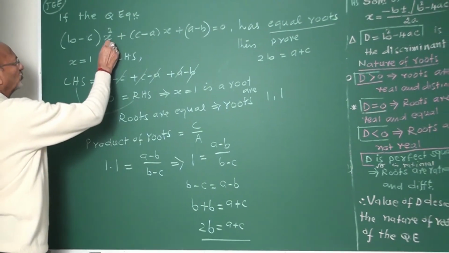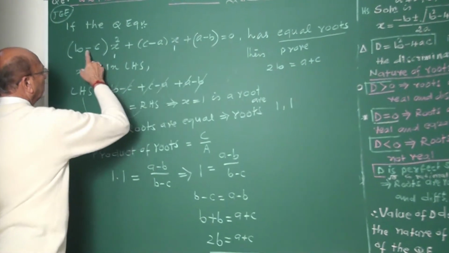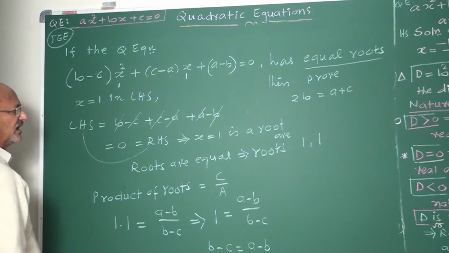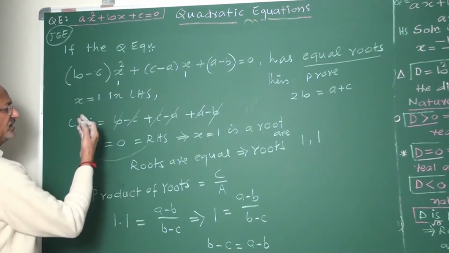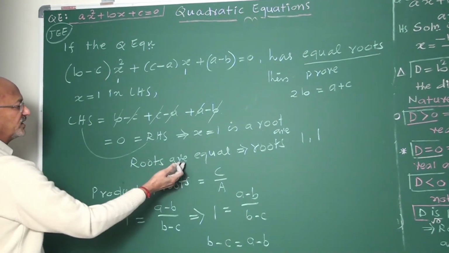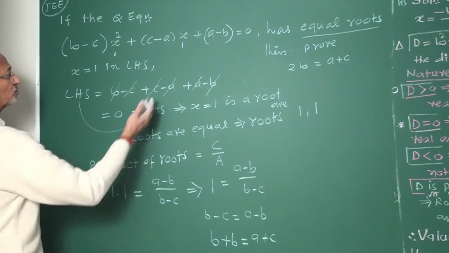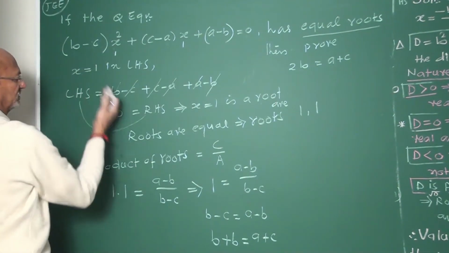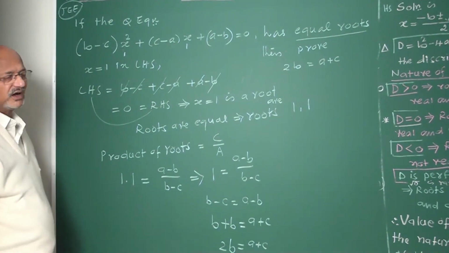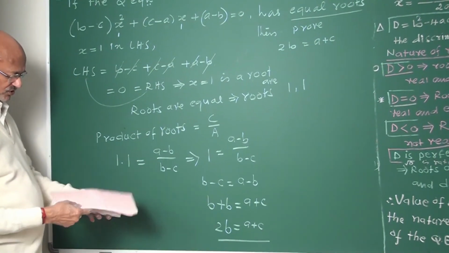If you put x equal to 1 here, you get (B minus C) plus (C minus A) plus (A minus B). Directly you can verify this. Directly you get 0. When it is 0, directly you can write x equal to 1 is a root. But roots are equal, so the first and second roots are both 1, 1. Product of the roots is C by A. This direct simplification gives the answer. It is one of the good questions, my friends.